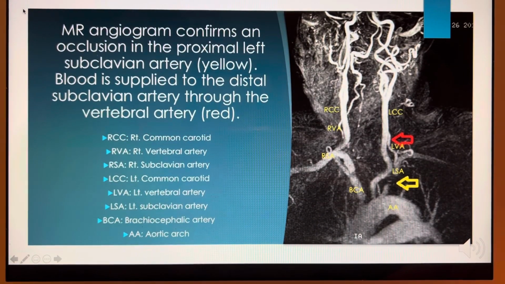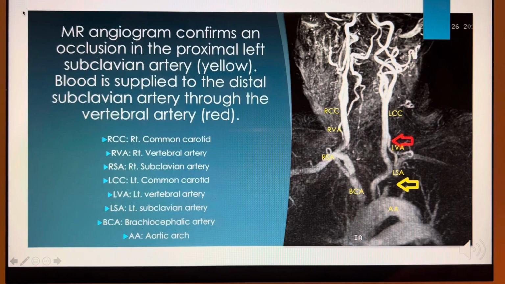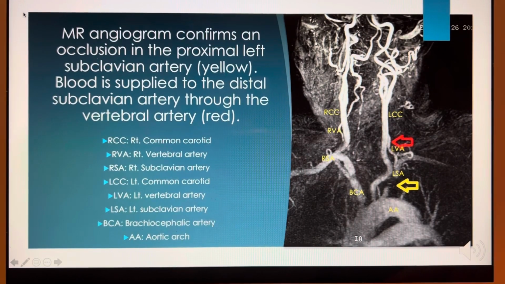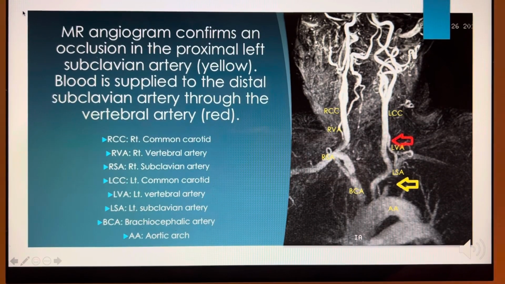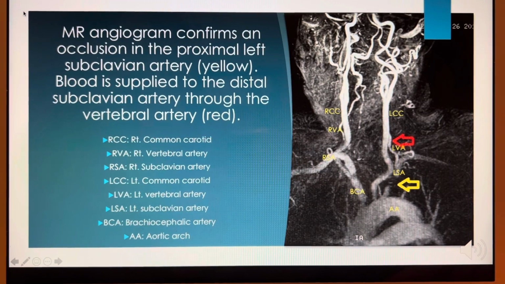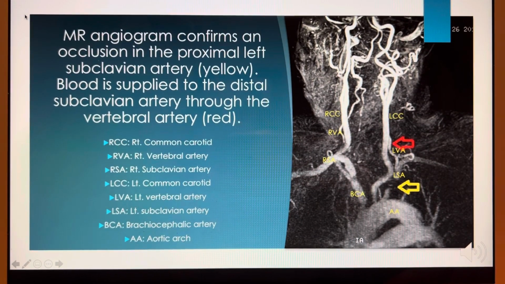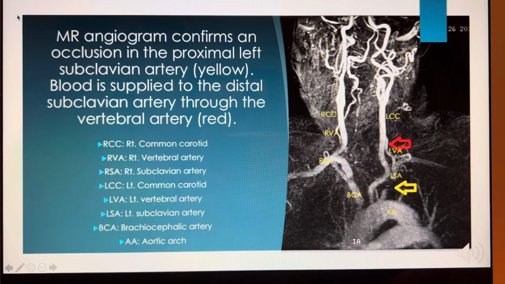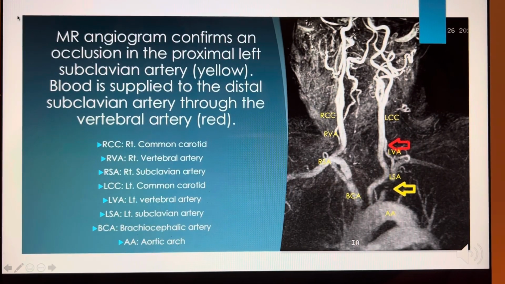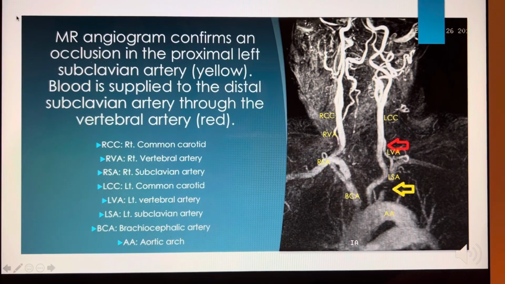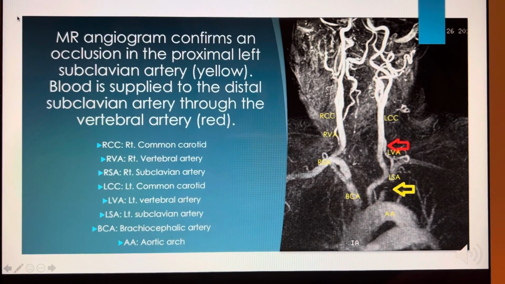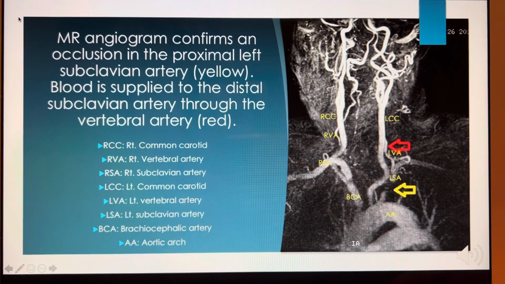After ultrasound, an MR angiogram was used to confirm the presence of an occlusion in the left proximal subclavian artery, which is shown with the yellow arrow, and blood is supplied to the distal subclavian artery through the vertebral artery, which is what the red arrow is pointing to.